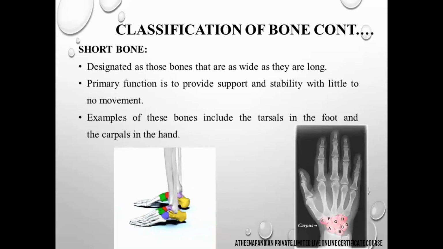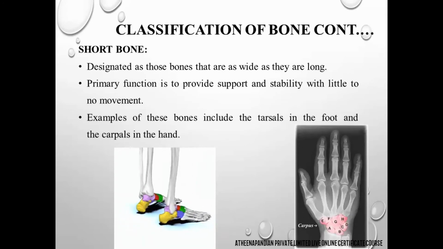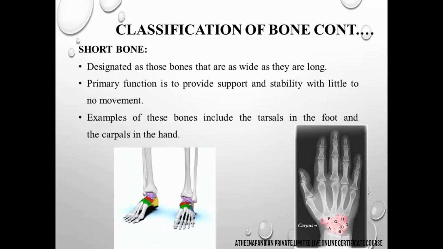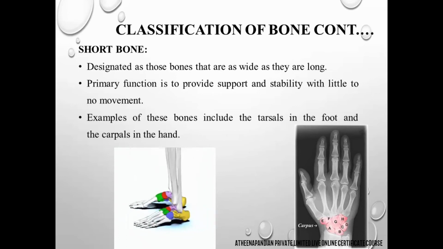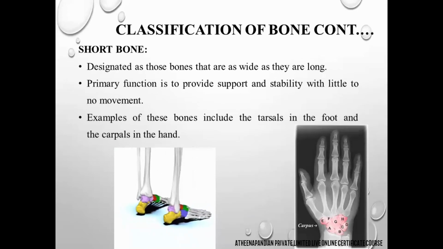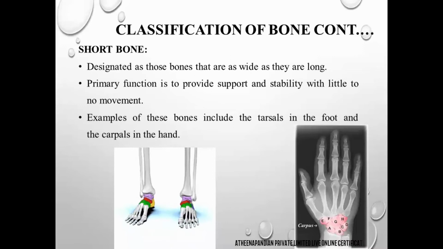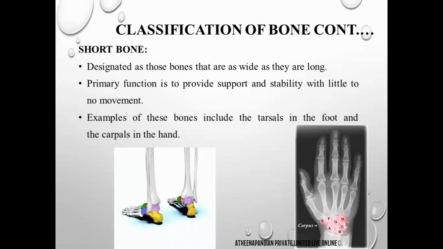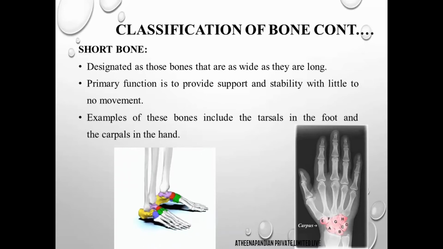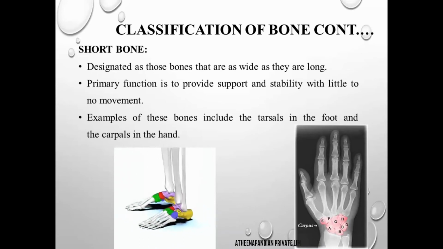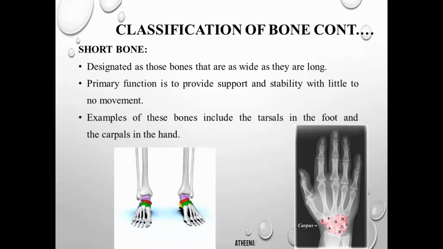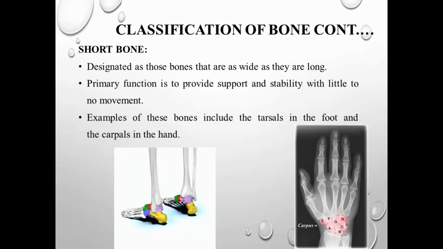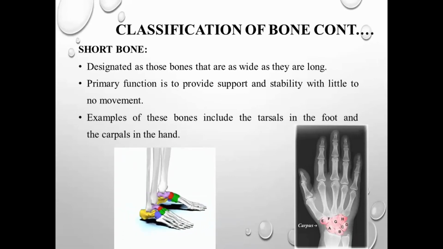Next, we're going to see the short bone. These are designated as those bones that are as wide as they are long. The primary function is to provide support and stability with little to no movement. So in these short bones there won't be any movement at all, but they give the support for the movement. They make way for the movement, but they do not move. If they move, that means some fracture has happened. Examples of those bones include the tarsals in the foot and the carpals in the hand.